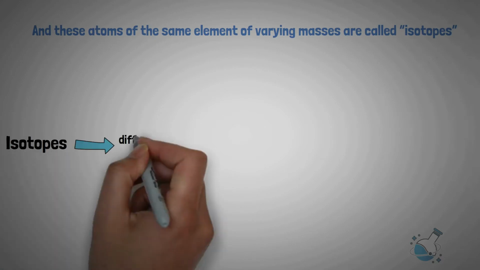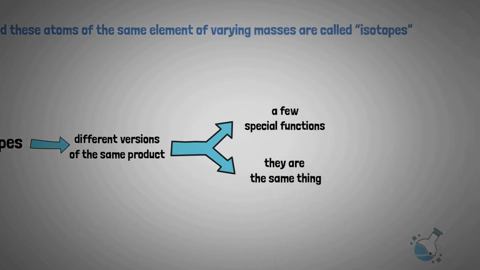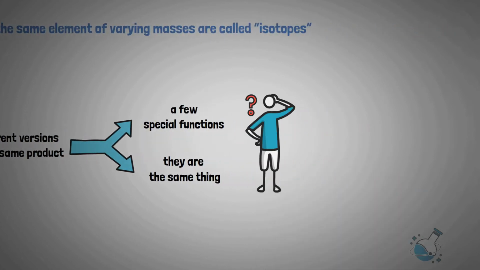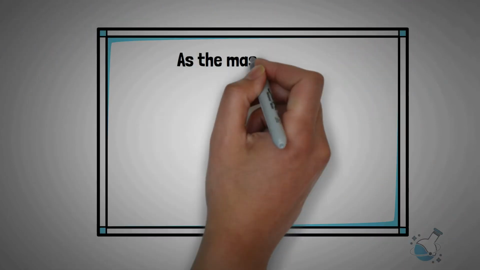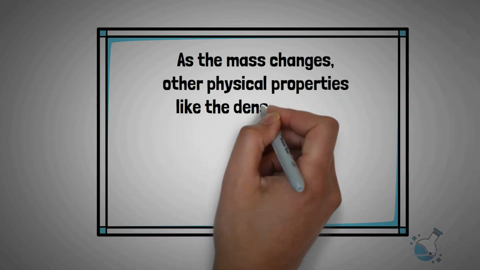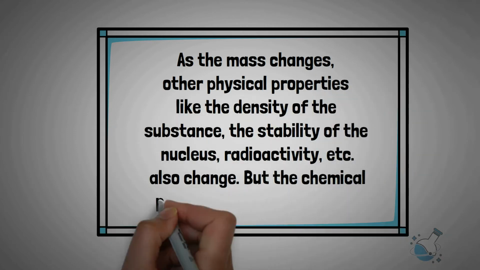Isotopes are different versions of the same element. They may have a few special functions, but they are the same thing. One question comes to mind: is mass the only difference? The answer is no. As the mass changes, other physical properties like the density of the substance, the stability of the nucleus, radioactivity, etc. also change. But the chemical properties remain the same.